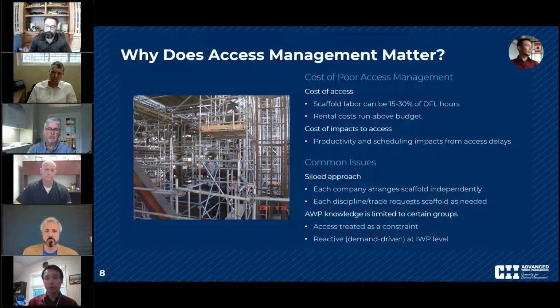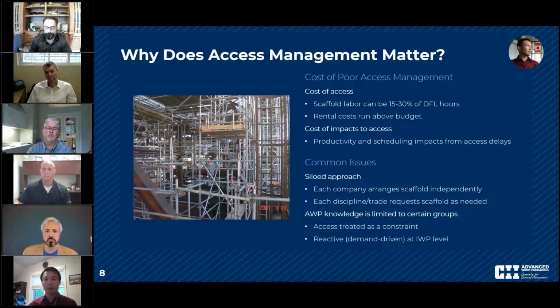So the pipe fitters will request scaffold, the iron workers will request scaffold, the insulators will request scaffold, and the painters will request scaffold. But if you think about it, a lot of that scaffold might have been able to be done with a single structure, but instead it's requested multiple times and built and torn down multiple times.